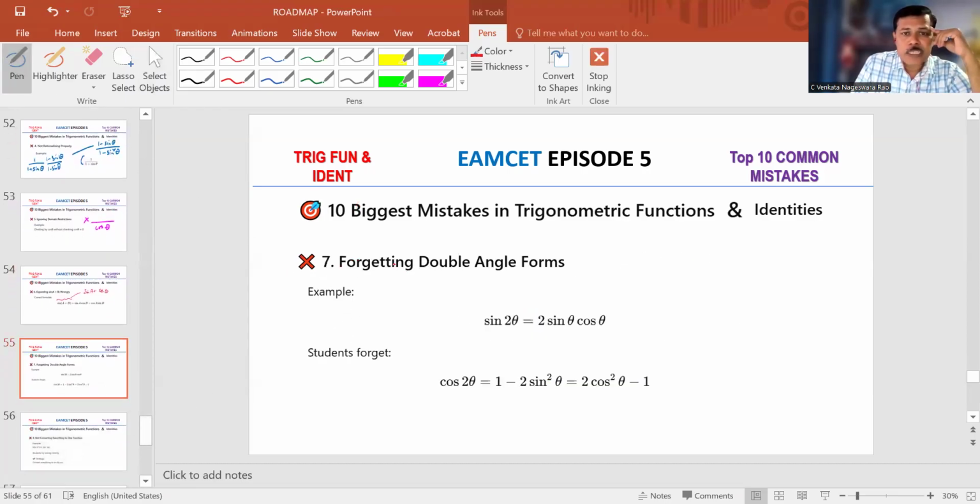And forgetting double angles. EAMCET loves this. EAMCET is all about sine 2 theta and cos 2 theta.